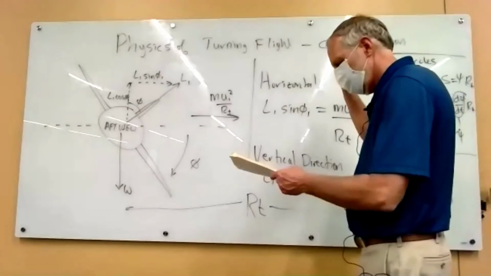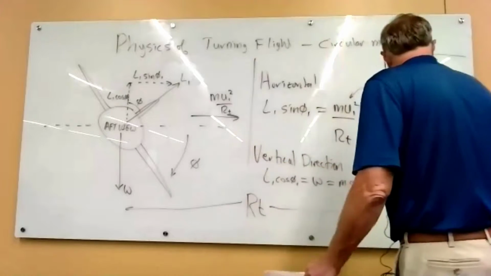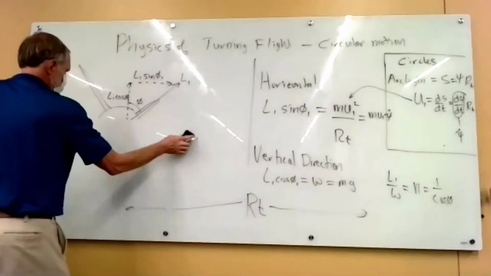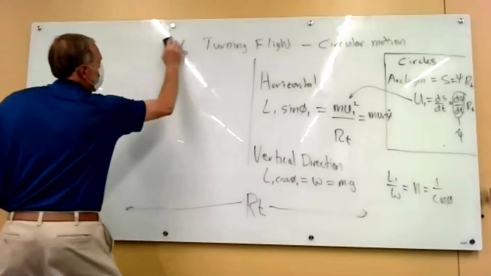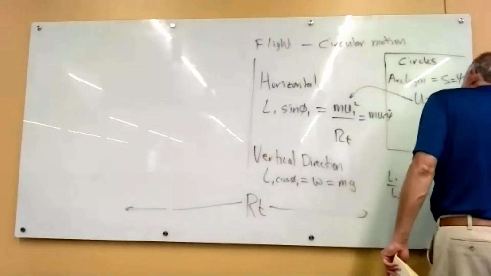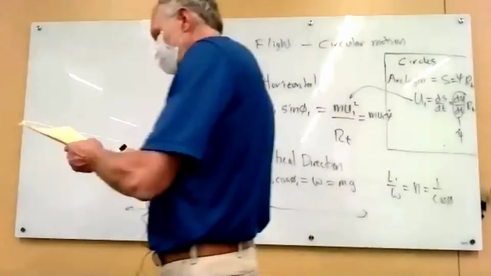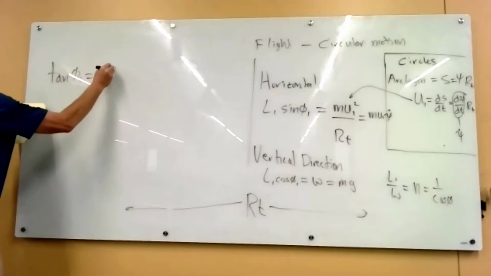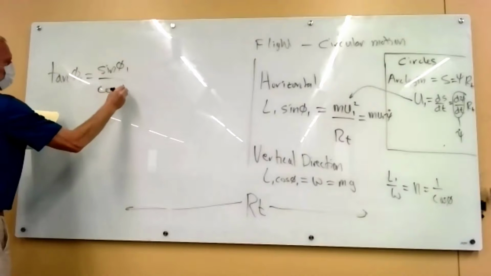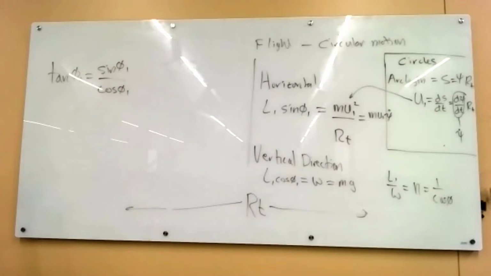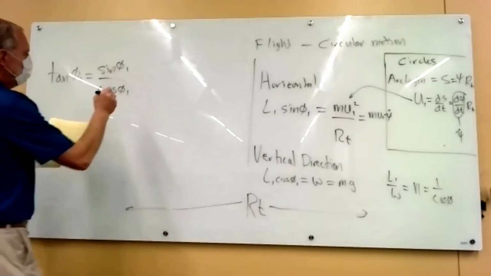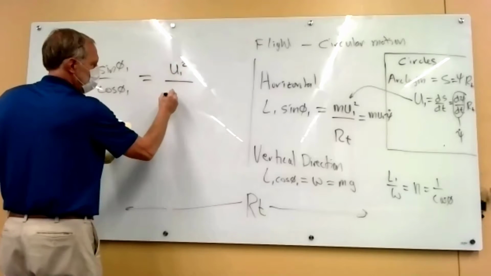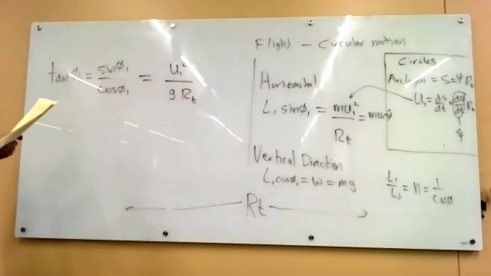But now let's say I want to take this equation and divide it by that one. And again, this has nothing to do with aerodynamics or anything. This is just the physics of this thing going in a circle. So if I do that division, the L1s cancel out. I get sine over cosine, which is tangent. And the masses cancel out. So I get U1 squared over G RT. Did I do that right?